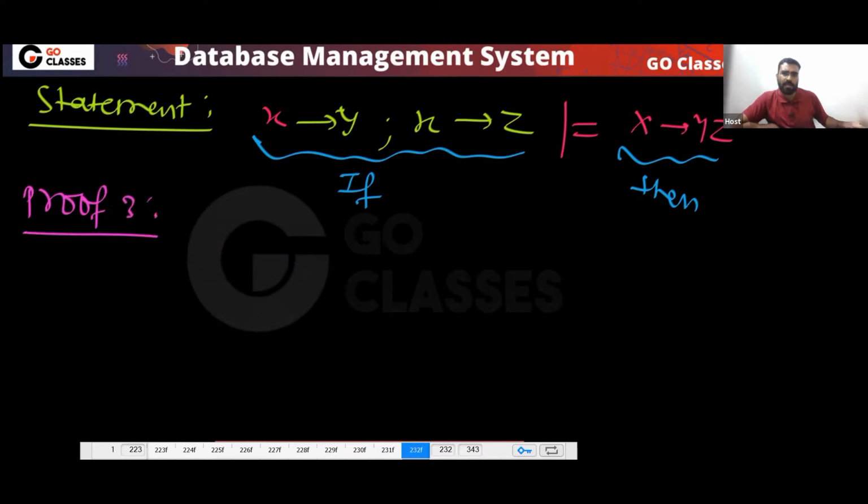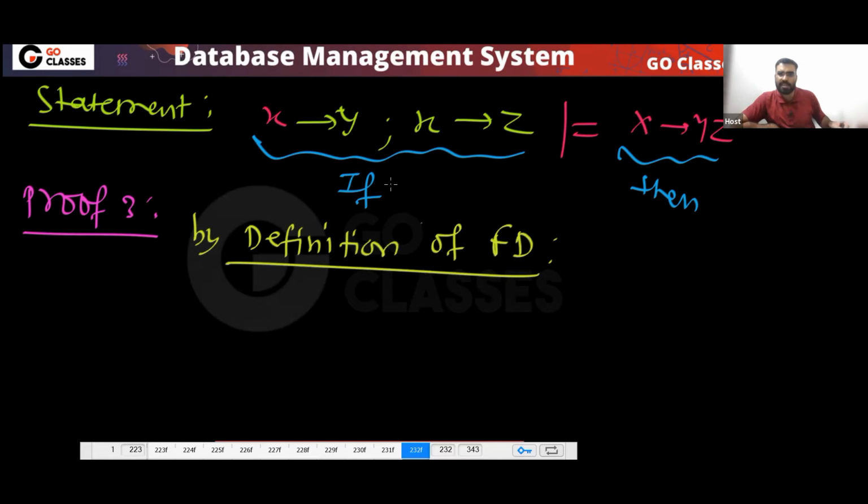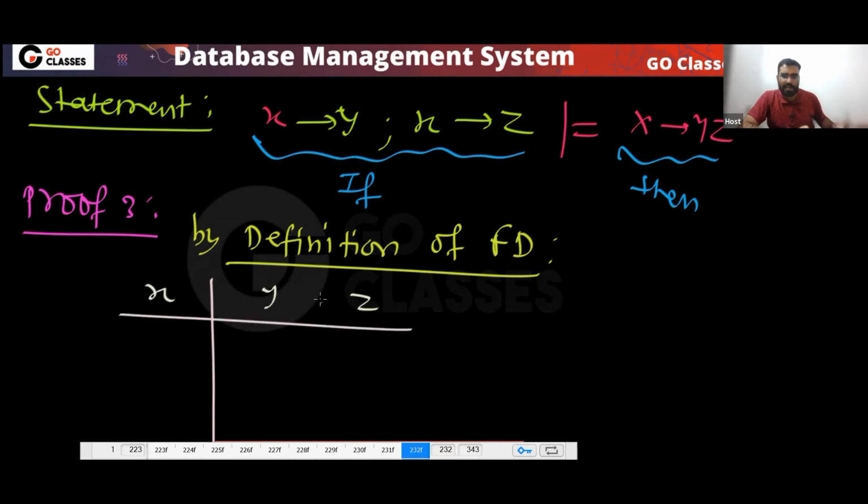Proof number three, that is by the definition of functional dependency. So by the definition of FD, what you can do? See, very simple. If x can determine y, and x can determine z, what does it mean?